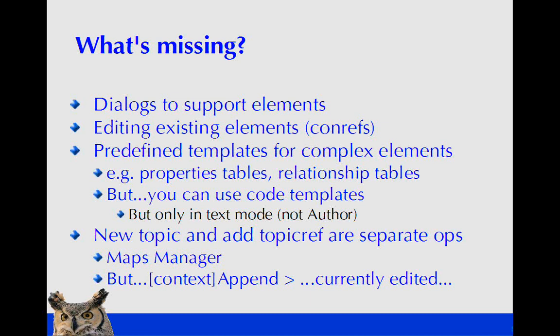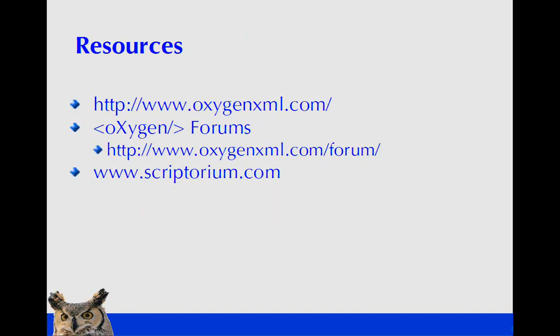But again, slightly on the downside, you have to switch to text mode before you can insert your code template. It would be nice to be able to have some kind of templating that you could add from the authoring mode. One thing I didn't show is it would also be nice if there was just a straightforward insert topic ref and create the topic in a single operation. Right now, in order to create a new topic, you create the topic and then you create a topic ref to that topic. But it is also nice to see in the map editor there is an append currently edited topic. So it's easy enough to create a topic ref to the currently edited topic.